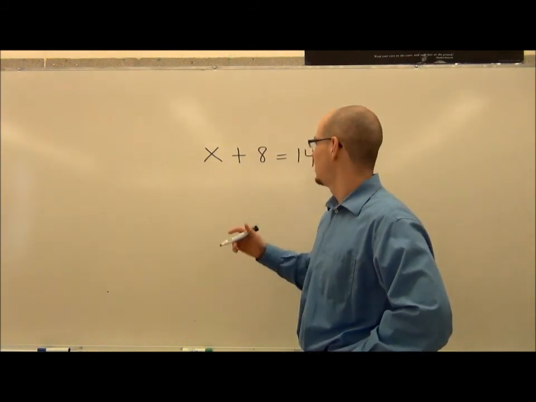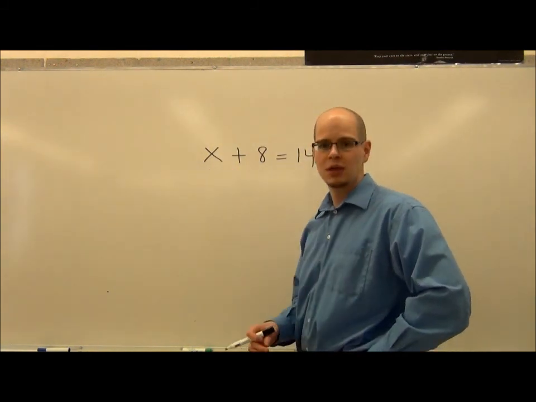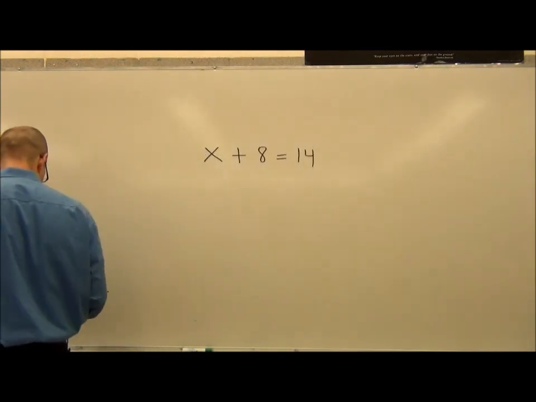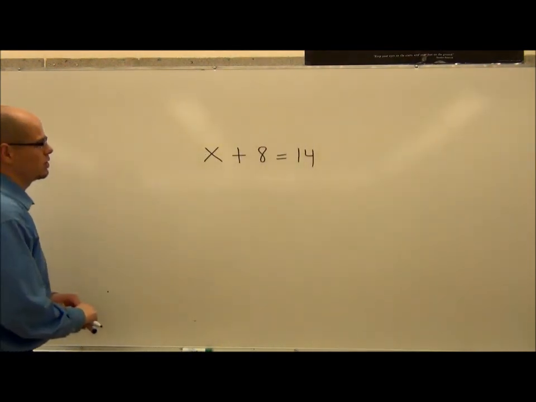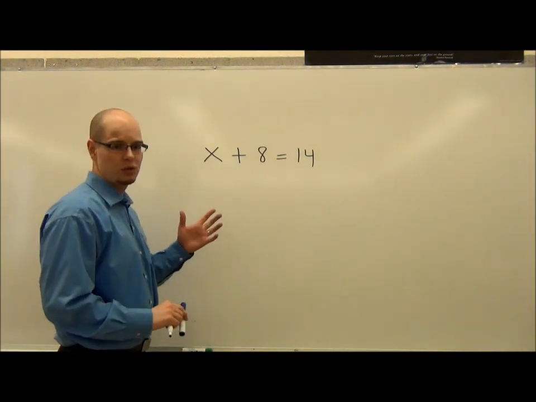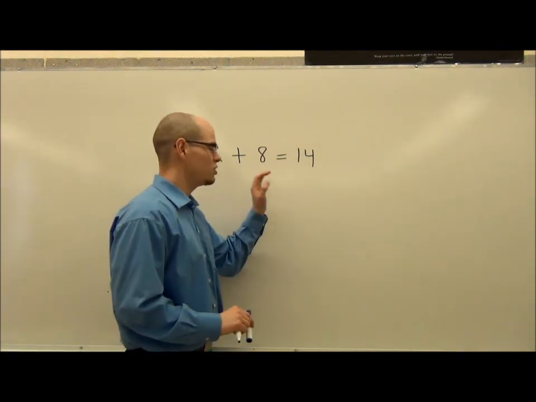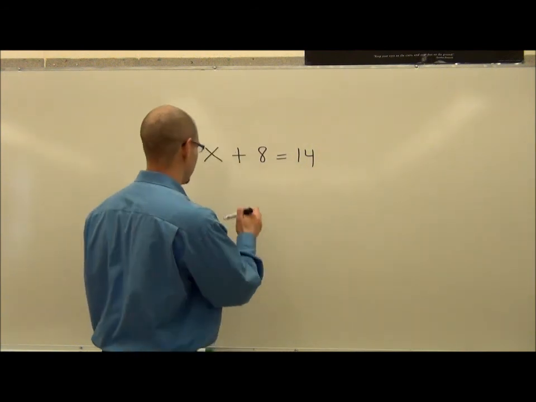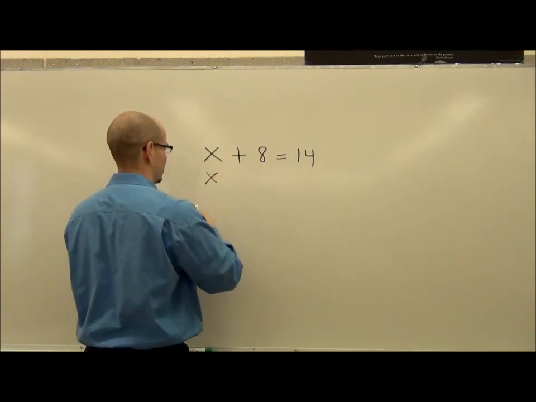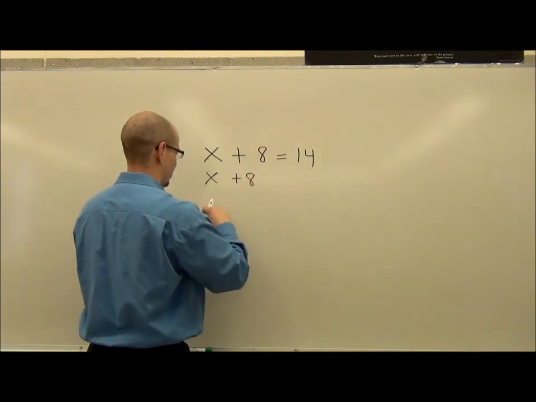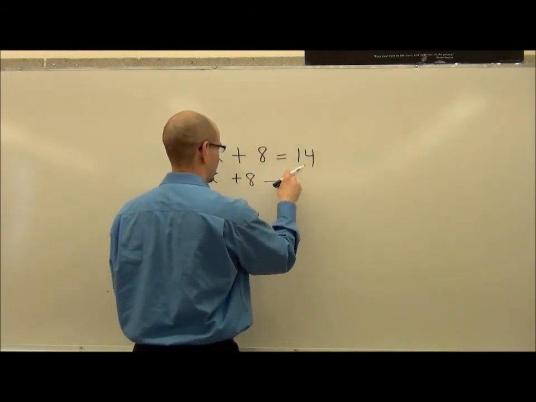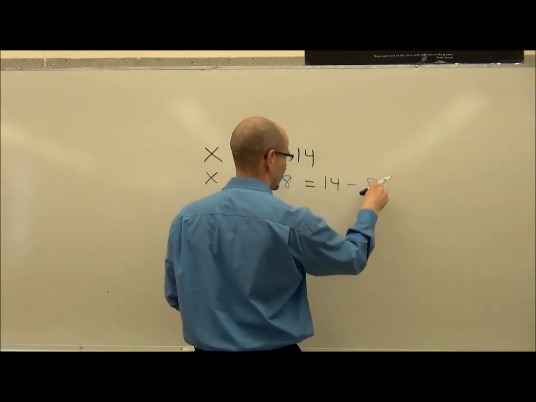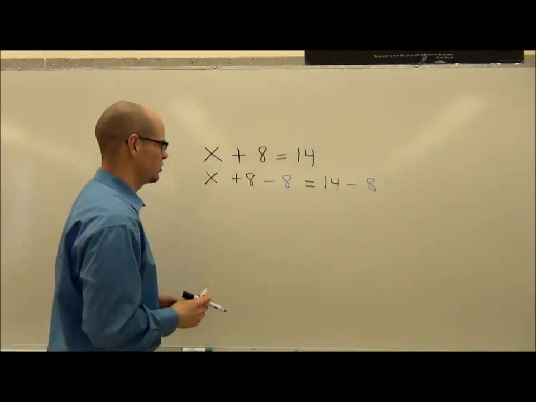So to get x on its own, I need to get rid of the plus 8. The plus 8 is in the way. So what I'm going to do here is, I can do whatever I want. I can add to each side, I can multiply to each side, I can divide to each side. In this case, I'm going to subtract 8 from each side. So I'm going to go x plus 8 minus 8. And then on the other side, I have to subtract 8 there as well, because I did it to the left, I got to do it to the right.